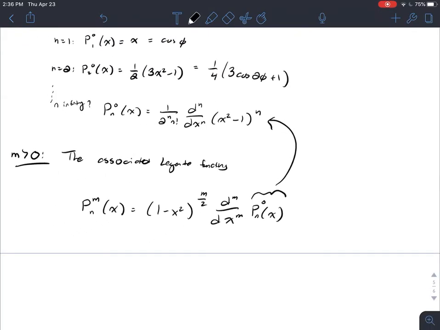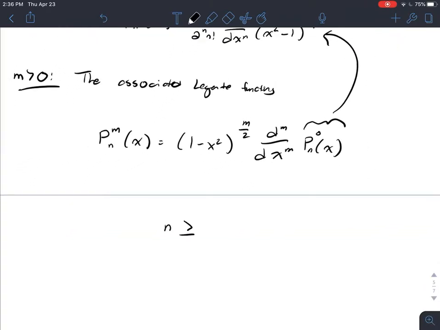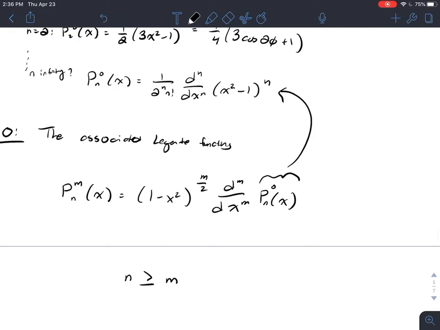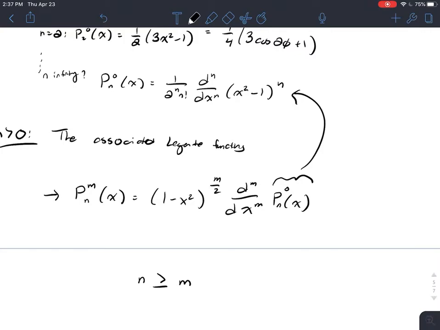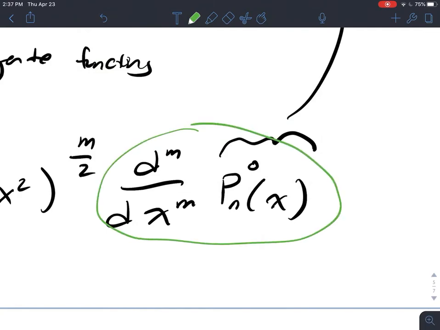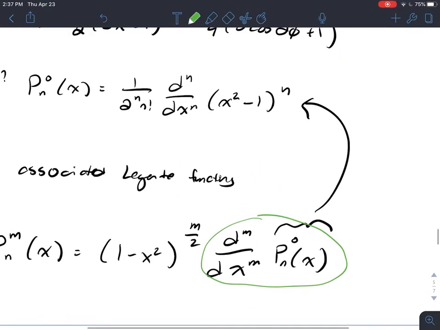So if we quickly take a look at this, the thing we notice is that n has to be greater than or equal to m. This is something very important we need to take away for our summations. And the reason for this is because if we take a look at the definition for the associated Legendre functions, and we zoom in on this term right here, which I'm going to circle in green, notice that we're taking the derivative of a polynomial in n. Remember that we defined our polynomial in terms of n.